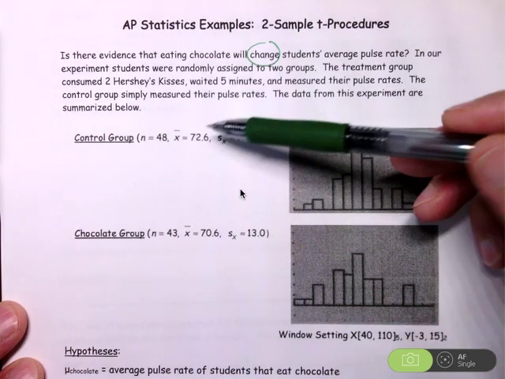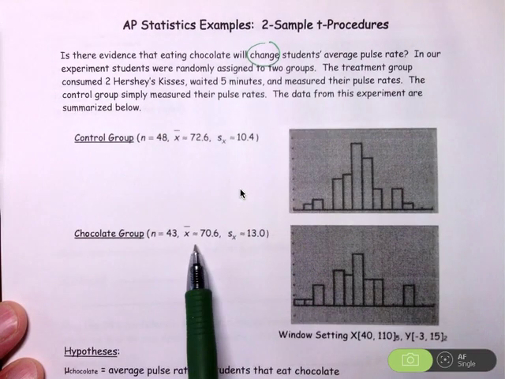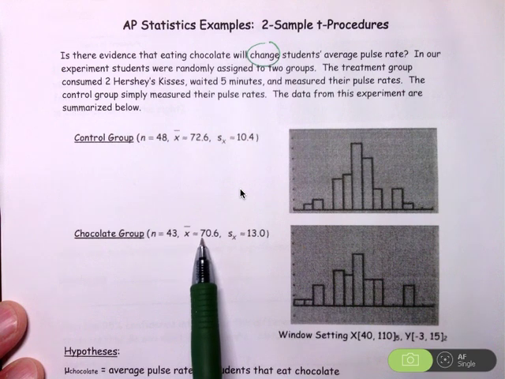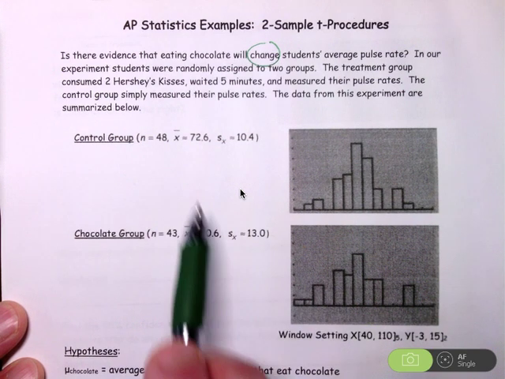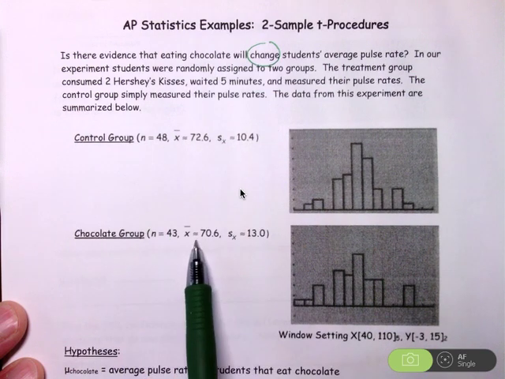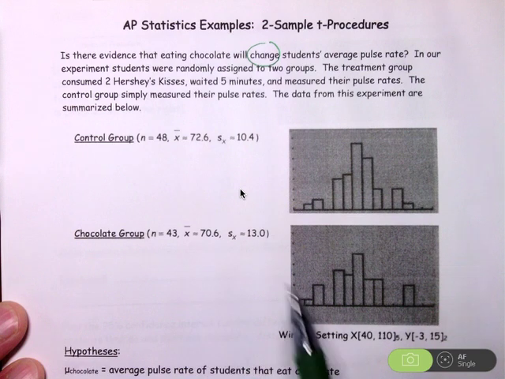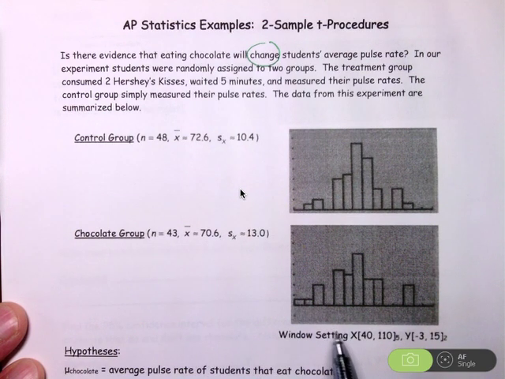There is a difference, I suppose, in the centers. The chocolate group actually has a slightly lower center in terms of a mean. So the mean for the control group is slightly higher. The mean for the chocolate group is slightly lower. So I would offer, in terms of their spreads, be careful because you can't calculate the range from the histogram because you don't know the numeric value of the highest observation and the lowest observation.